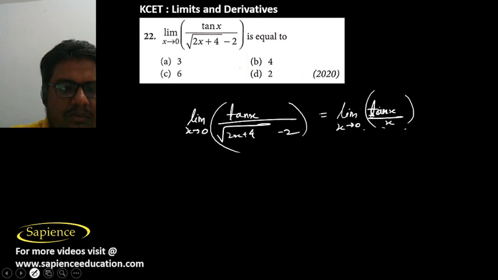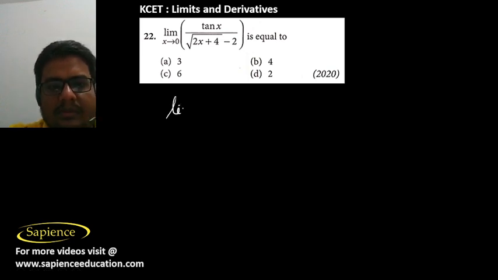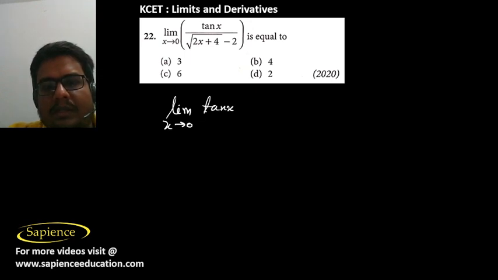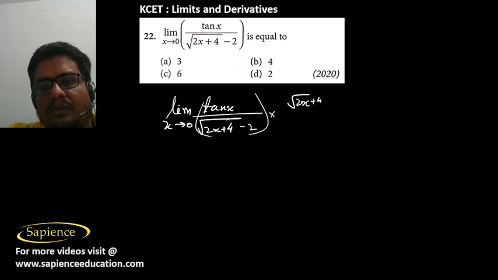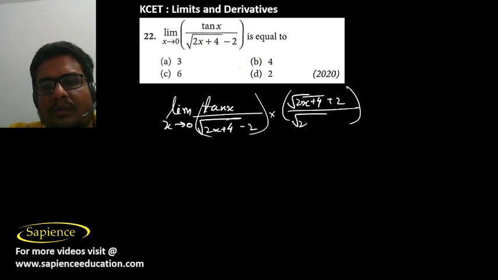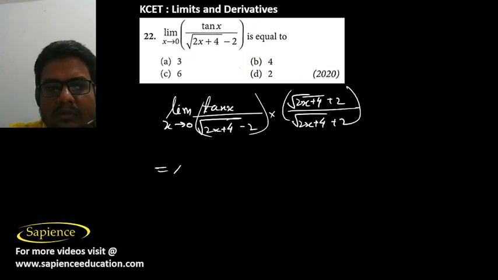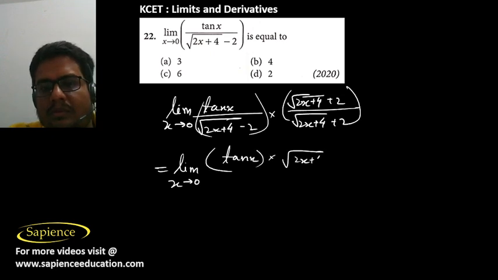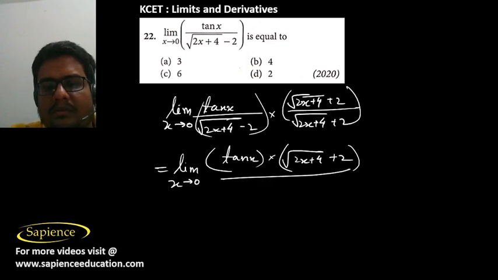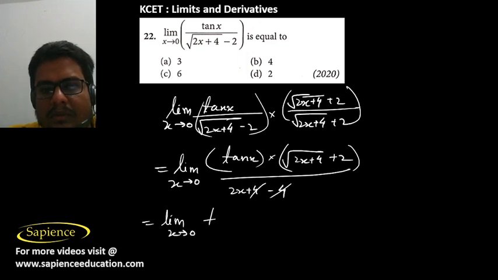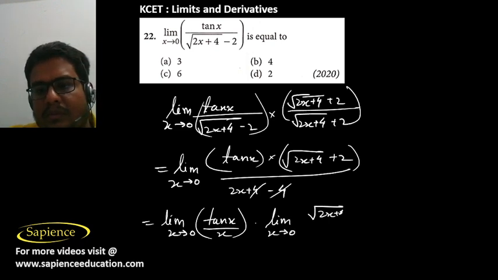This we can rationalize actually. This we can write limit x tends to 0 tan x by root over 2x plus 4 minus 2, into root over 2x plus 4 plus 2 by root over 2x plus 4 plus 2. So this will be limit x tends to 0 tan x into root over 2x plus 4 plus 2, divided by, this will be a plus b into a minus b, which is a square minus b square. So this is 2x. So this will be limit x tends to 0 tan x by x into limit x tends to 0 root over 2x plus 4 plus 2 by 2.